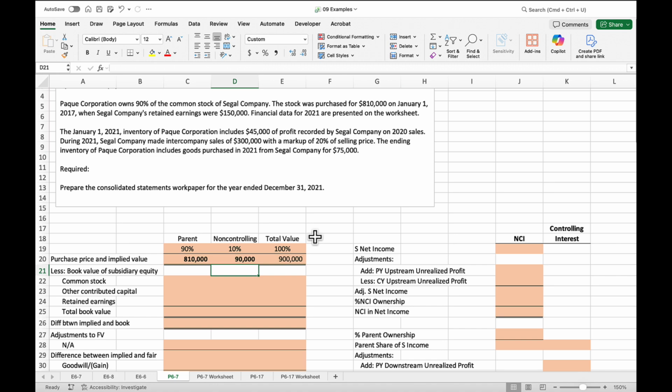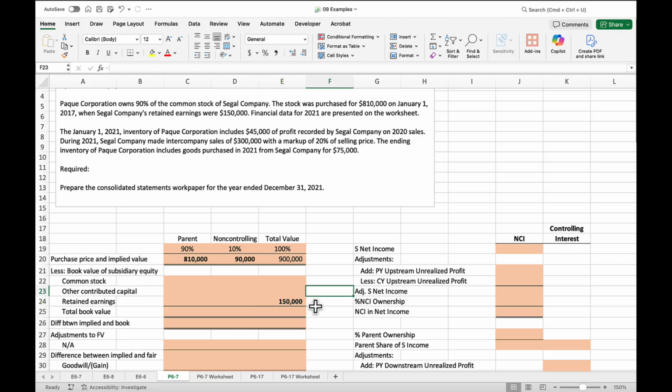So now that we have the value of our non-controlling shares and our implied value, we need to compare that implied value to our total book value. And this question's a little bit strange because they only told us about retained earnings on the date of acquisition. So we know that retained earnings on the date of acquisition were $150,000, but they don't tell us about any of the other equity accounts.